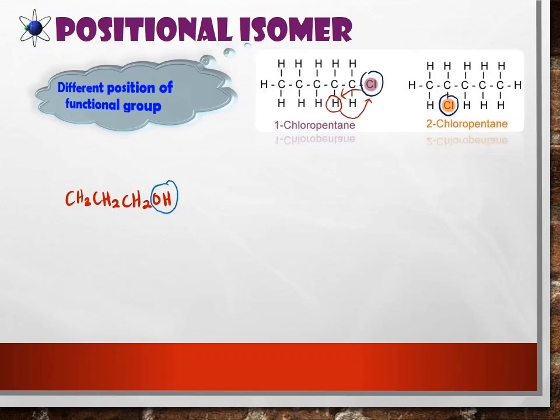So I will change the position to the center. So if you want to change the position, what we need to do, we need to take out one of the hydrogen, change the position here. See? So it will become CH3CH. One of the hydrogen will move here, CH3. So OH, we write it like this. So now your functional group at position number 2. So we get 2-propanol. See?